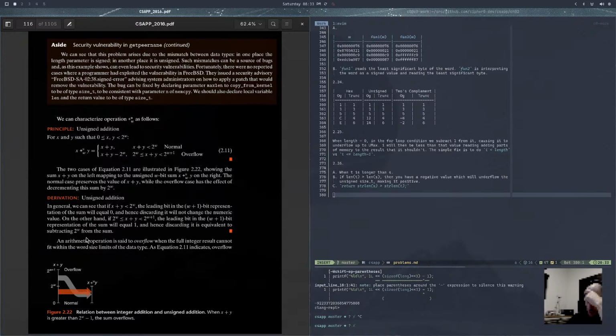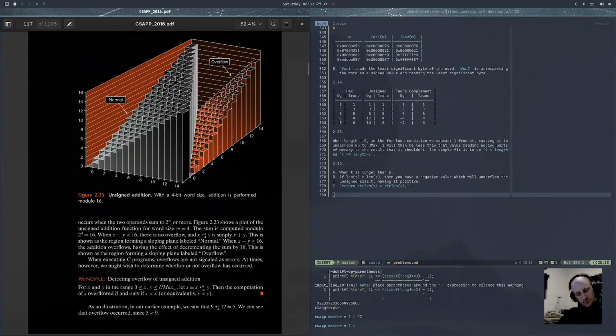An arithmetic operation is said to overflow when the full integer result cannot fit within the word size limits of the data type, as equation 2.11 indicates. Overflow occurs when two operands sum to 2 to the w or more. Figure 2.23 shows a plot of the unsigned addition function for word size w equal to 4. The sum is computed modulo 2 to the 4, which is 16.